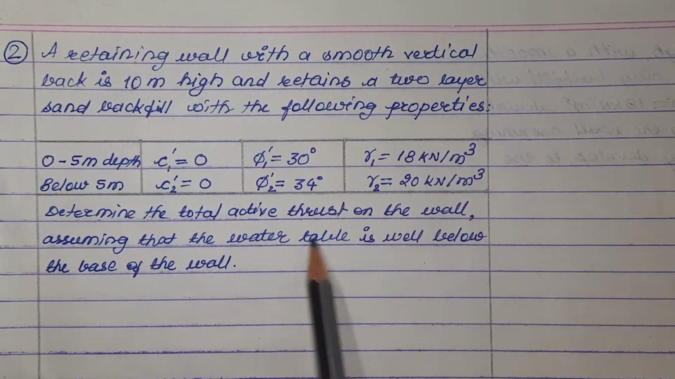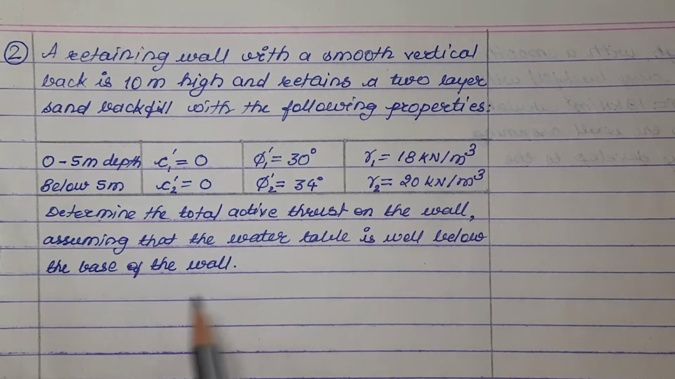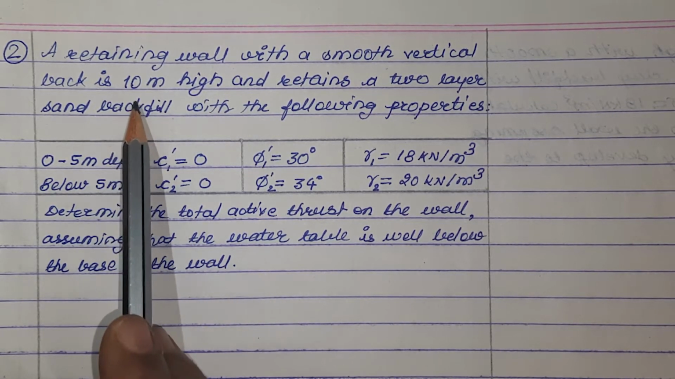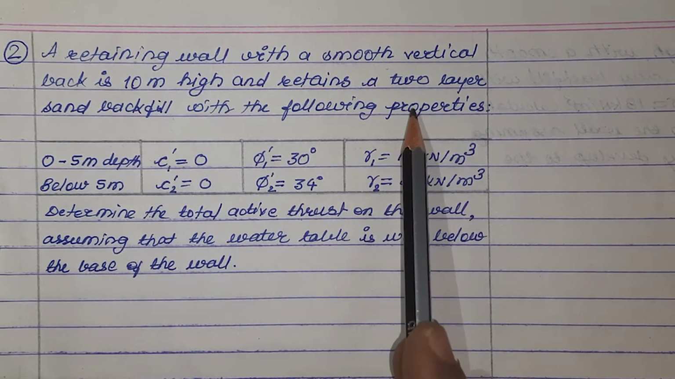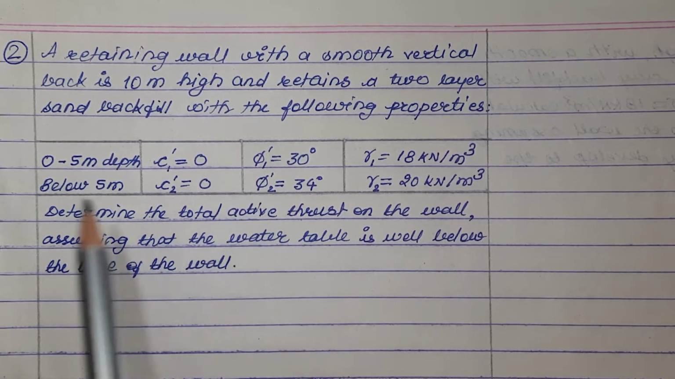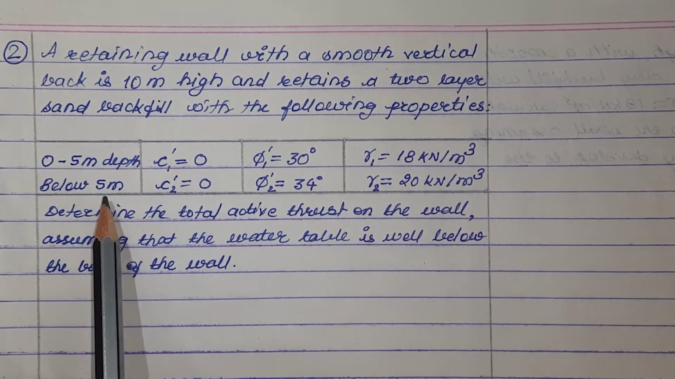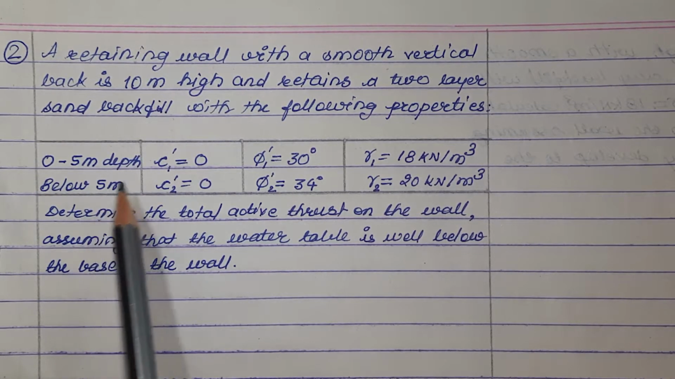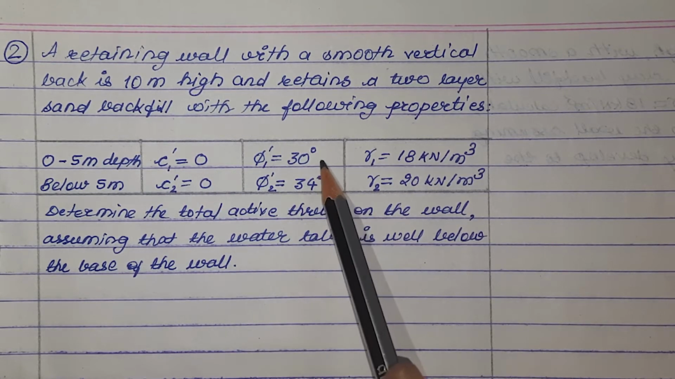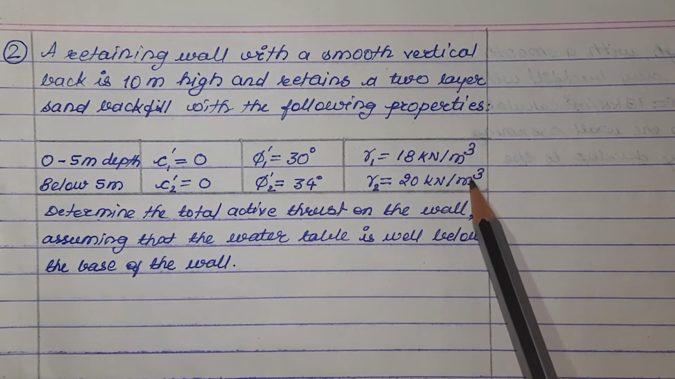Determine the total active thrust on the wall, assuming that the water table is well below the base of the wall. Here data which is given is height of the wall, which is 10 meter, and there are two layers of sand which are retained by the wall. First layer is 5 meter thick and second layer is below that, which is also 5 meter. These two layers are cohesionless soils.